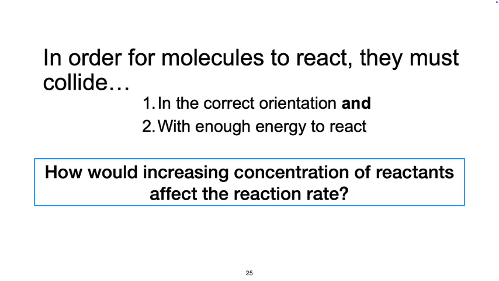Okay? In order for molecules to react, they have to collide. Remember, we have other contributing factors. We need correct orientation, and we need enough energy. So if we increase the concentration of the reactants, we expect the reaction to go faster because we're increasing the amount of collisions. Not necessarily the correct orientation, but if I have more collisions, probability would suggest that I'm going to get more correct orientations. Same deal with the energy to react. This is known as collision theory.